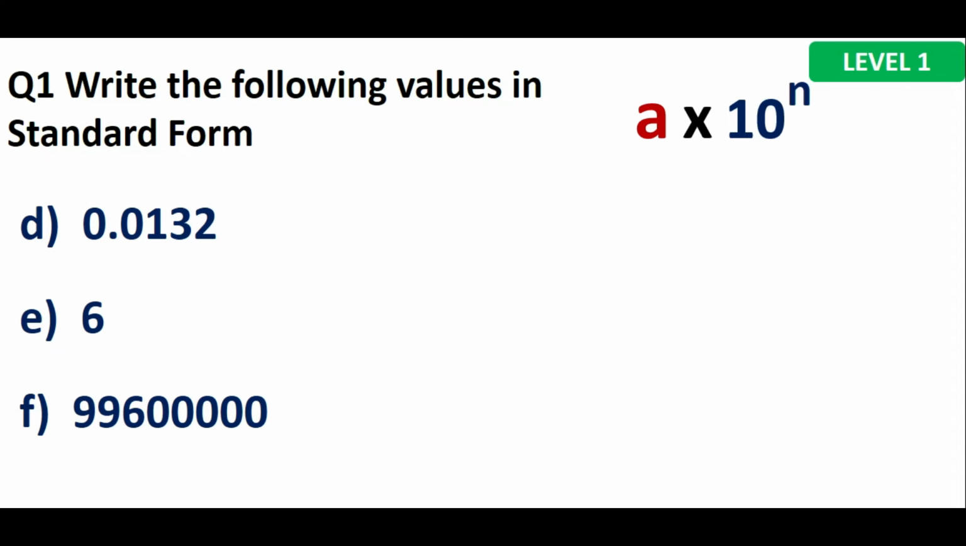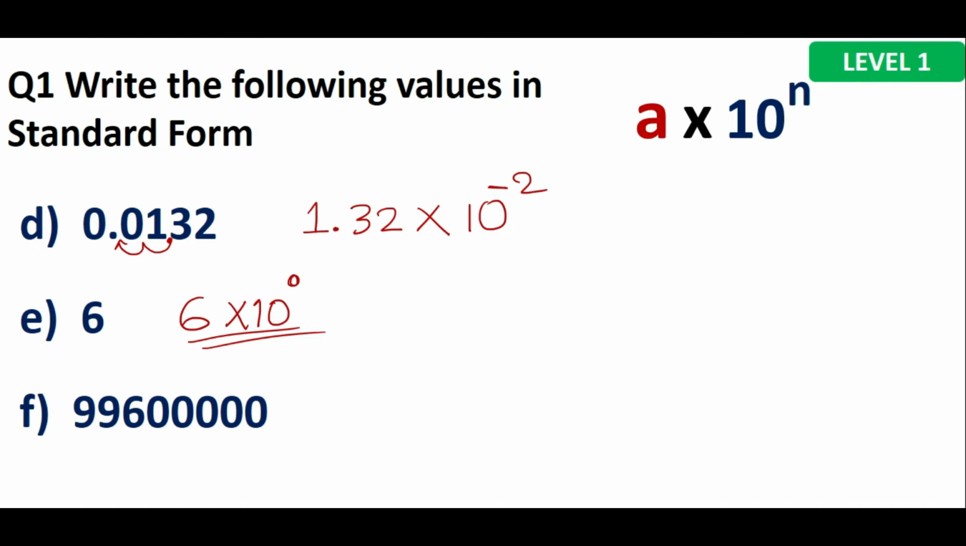Question D. My a should be less than 10, so I'll put the decimal here. It's going to be 1.32 times 10 to the power of, I have to go back 1, 2 to get back the question, so it's going to be minus 2. 6 is already less than 10, so 6 times 10 to the power of 0, and 10 to the power 0 is 1. So this is the way you write it in standard form.